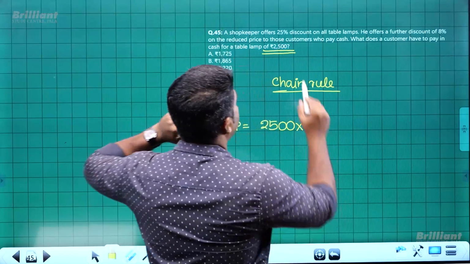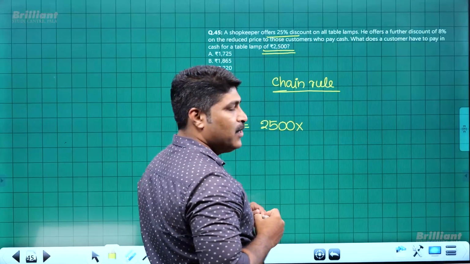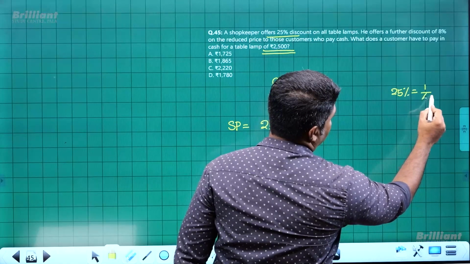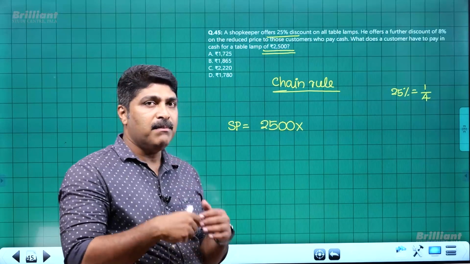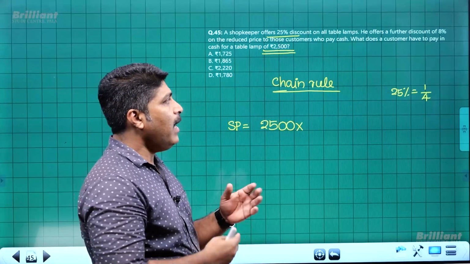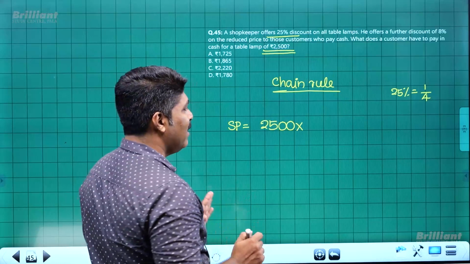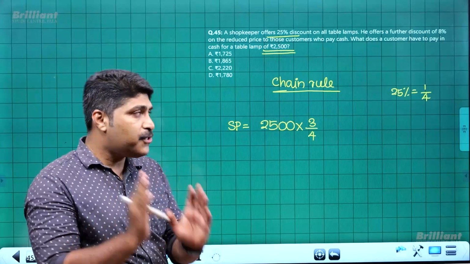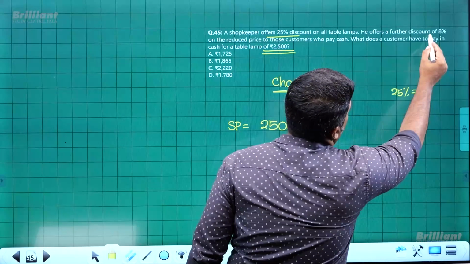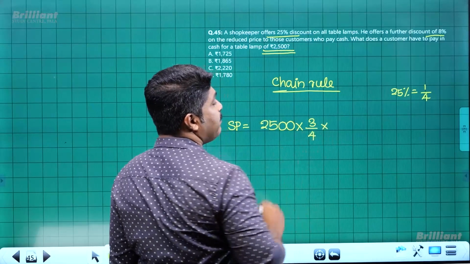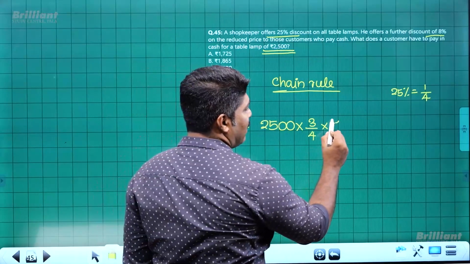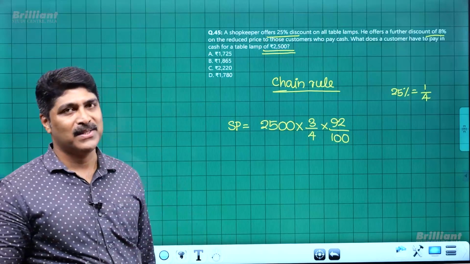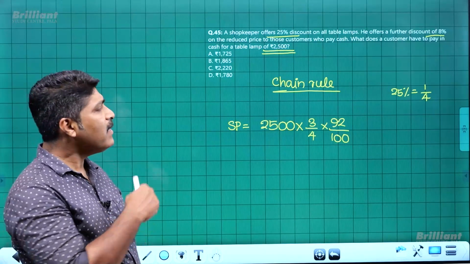Here what's the discount offered? 25% discount. 25% is nothing but 1 by 4. 25% is 1 by 4. When we deduct 1 by 4 from a sum, it will become 3 by 4. That's a simple logic. So therefore, it is reduced to 3 by 4. On this reduced price, a further discount of 8%. How can we write a discount of 8%? This is 92 out of 100. Why? Because there is an 8% discount. So that's a simple step. Then you can do it further.